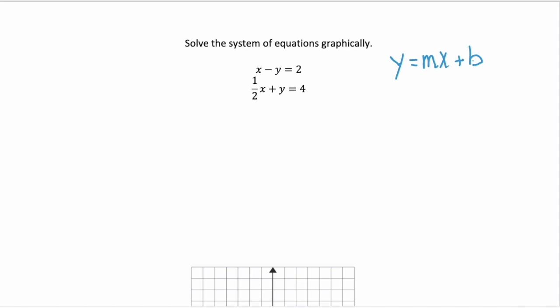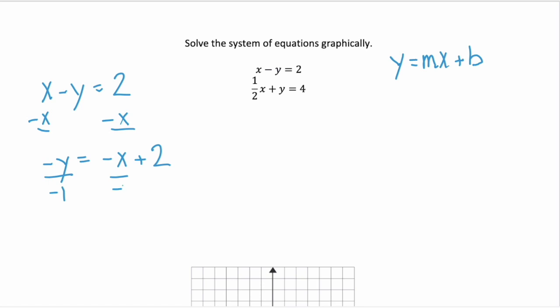plus b format. So our first equation, x minus y equals 2, we're going to subtract x from both sides, which leaves us with negative y equals negative x plus 2. Remember, we need y, not negative y, so we'll divide each term by negative 1. That leaves us with y equals x minus 2.